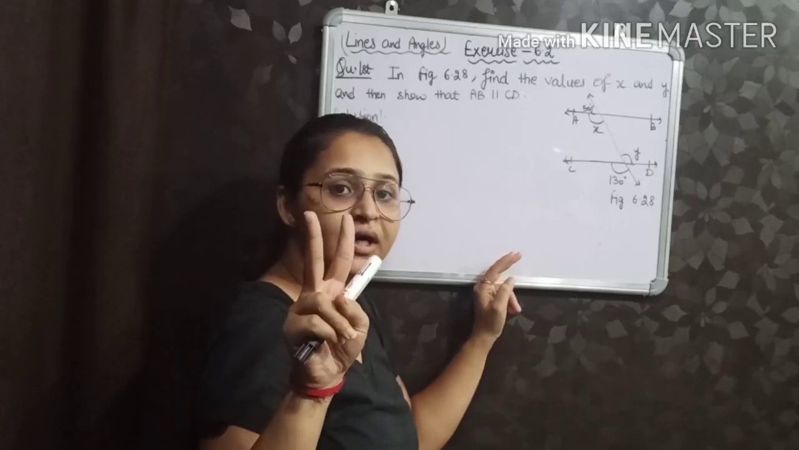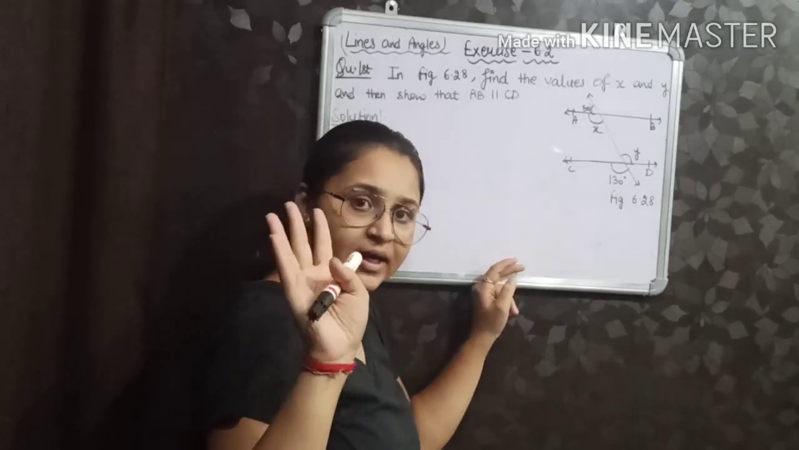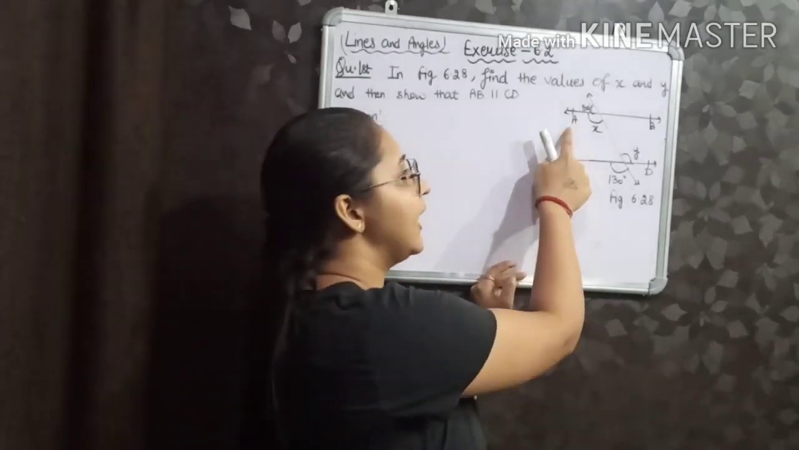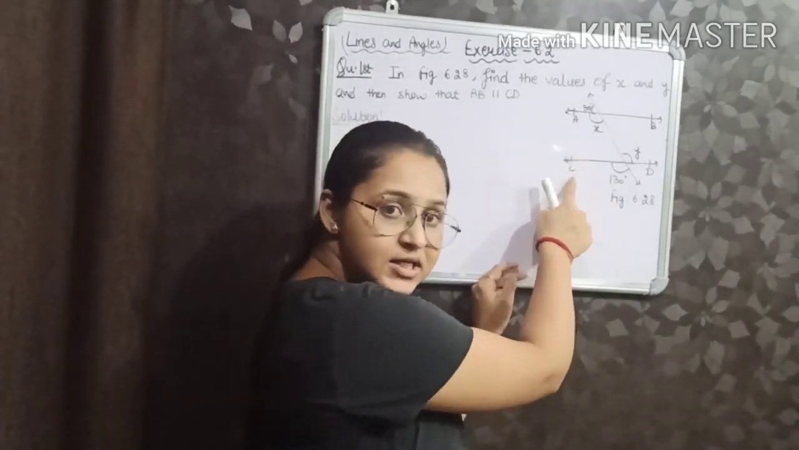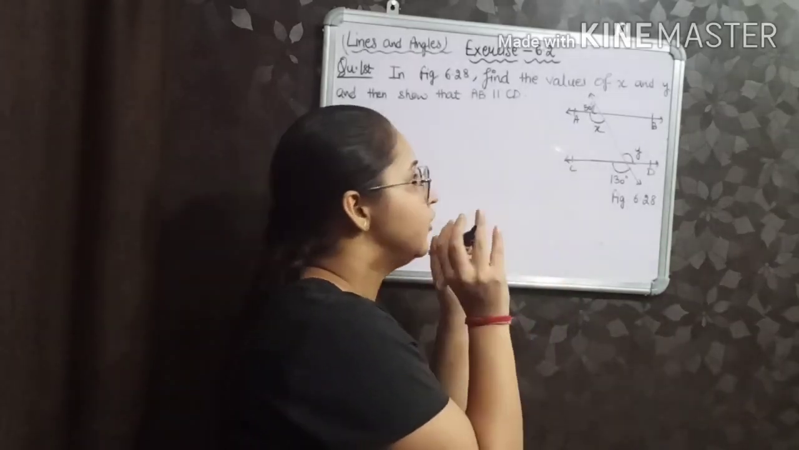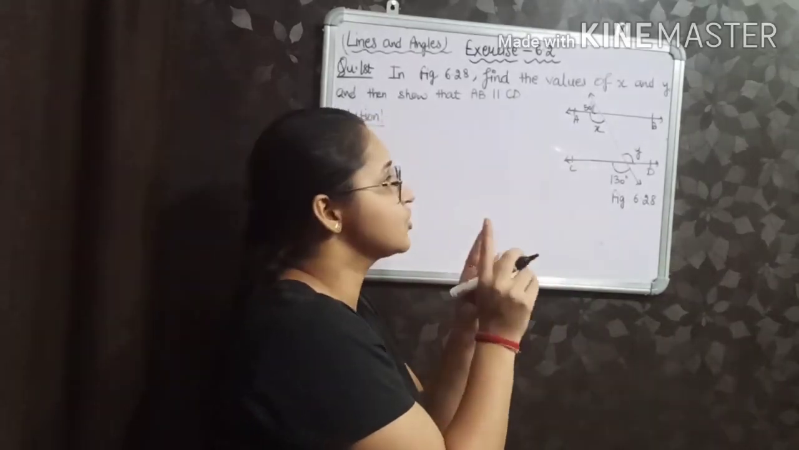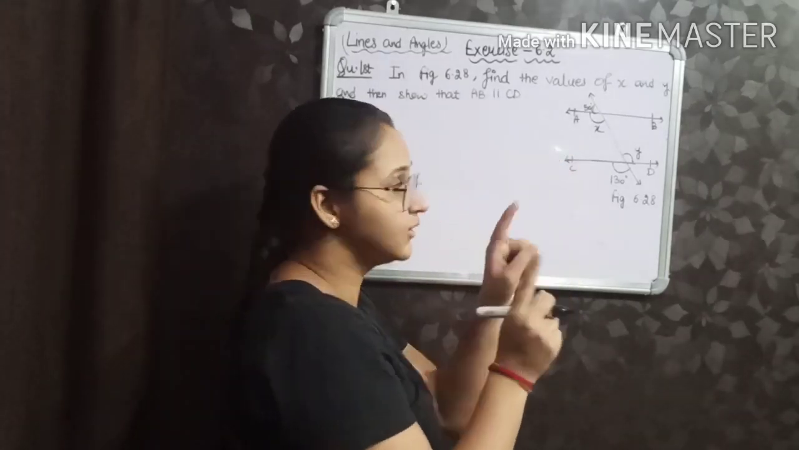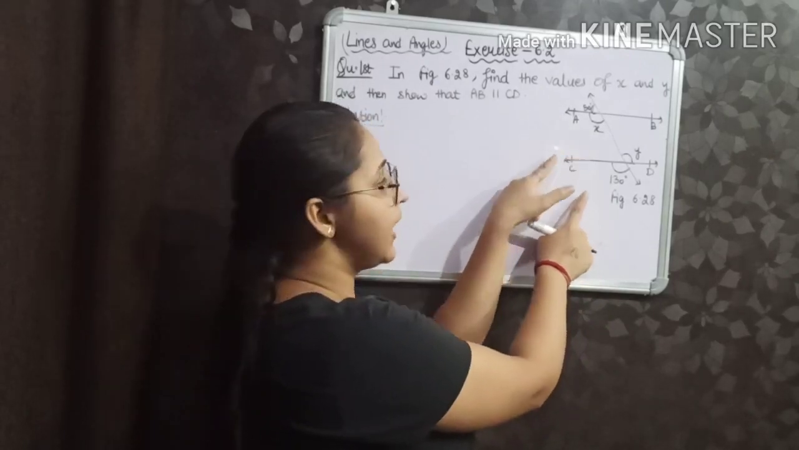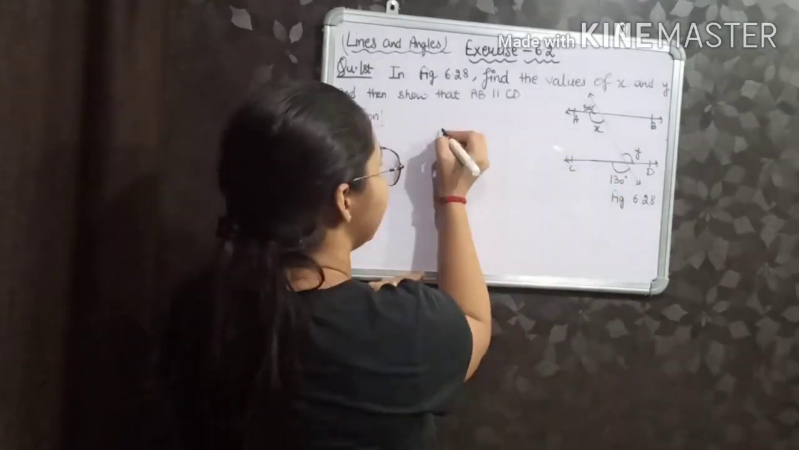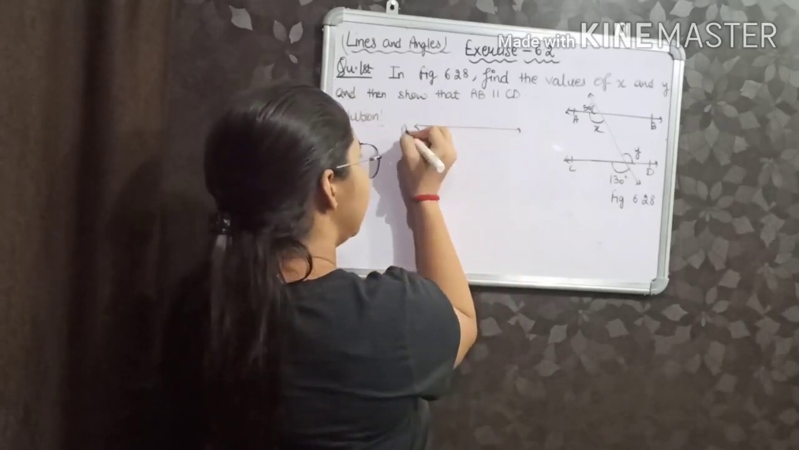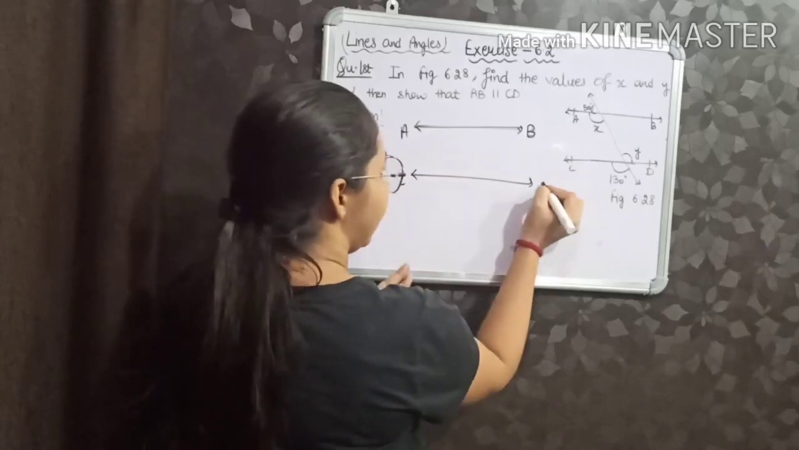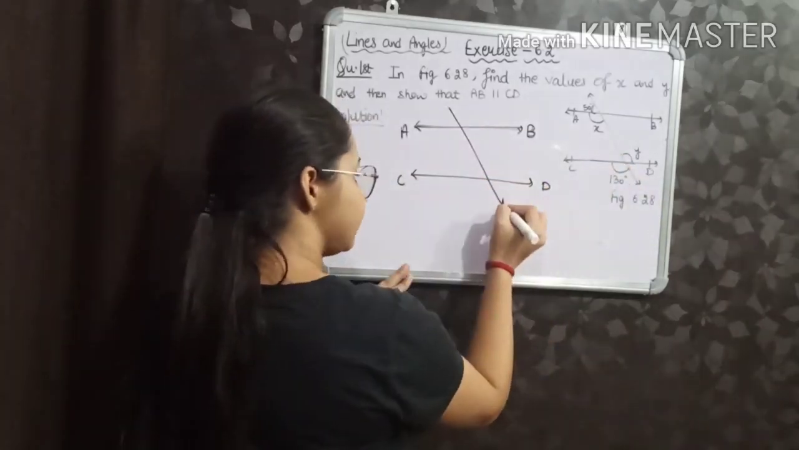So we have to find the values of angle x and angle y, and also we have to prove that line AB is parallel to line CD. So first of all, note here in this question that these two lines are not given as parallel lines. These are normal lines. AB and CD are just two lines. Okay. This is line AB. This is line CD. And this is a transversal line.